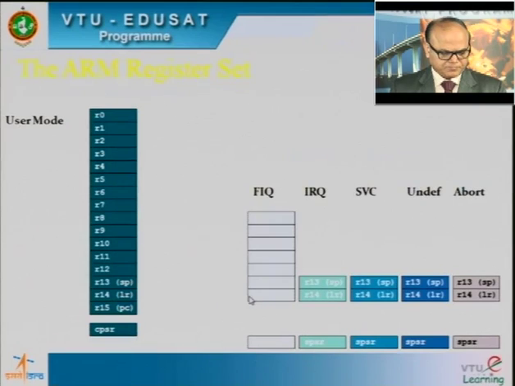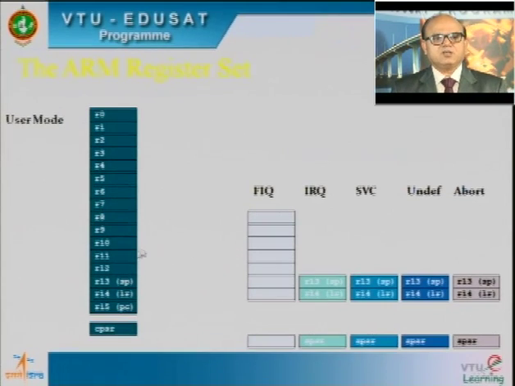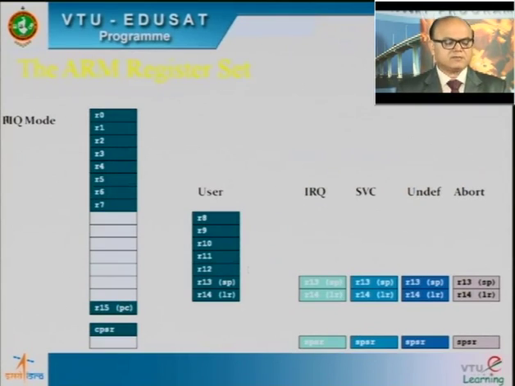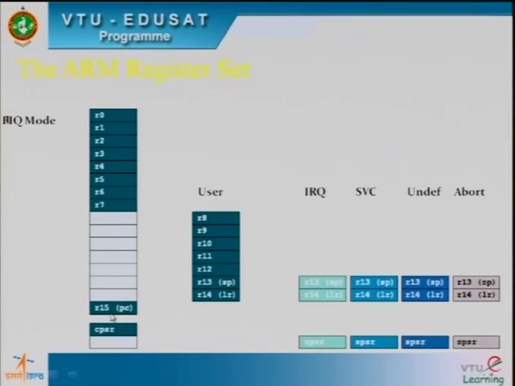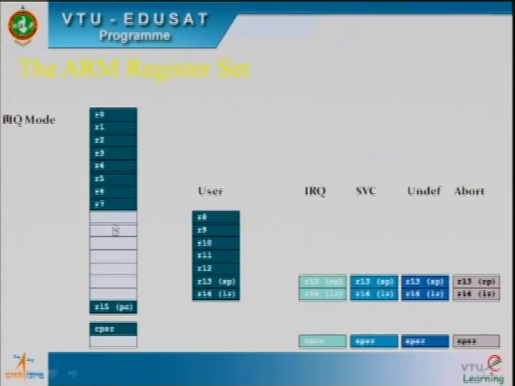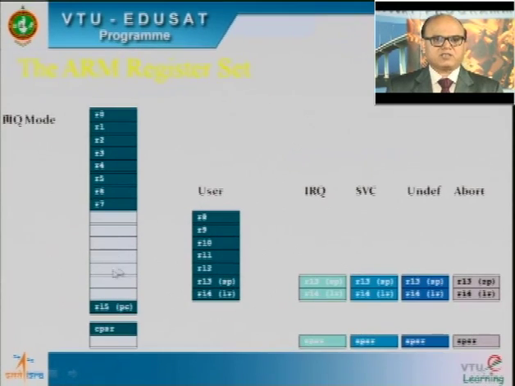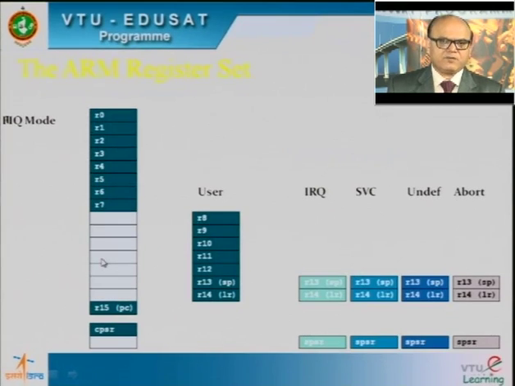Coming back, if the fast interrupt mode is called for, then some of the registers of the user mode will be replaced by registers which are available only in the fast interrupt mode. Let me show that. So this is what we have, right? R8 to R14 are going to be replaced. This R8, R9, R10 and so on up to R14, which I am showing with a light color, or where the fill is not made, are the actual registers of the fast interrupt mode.